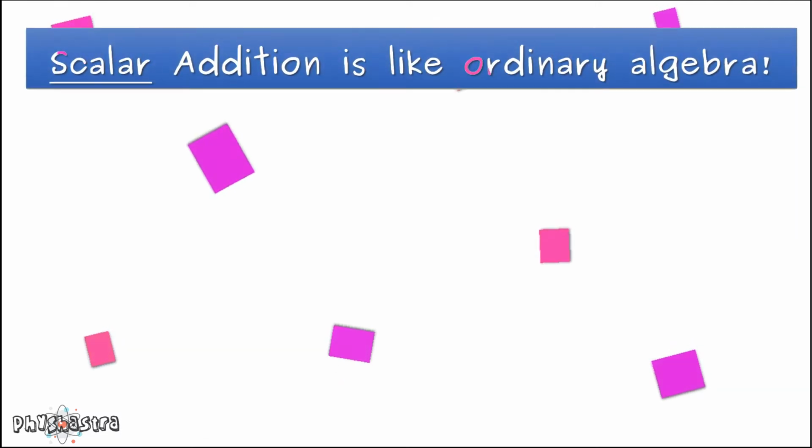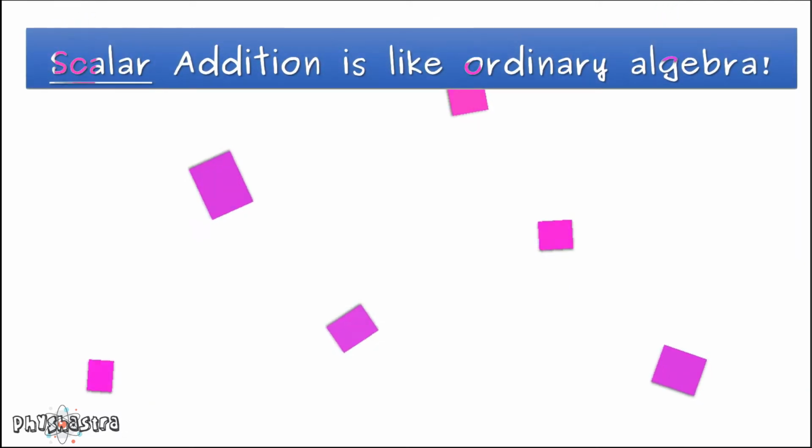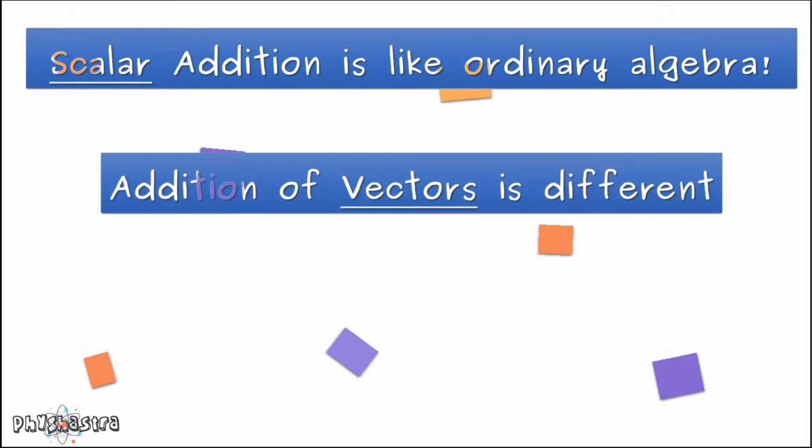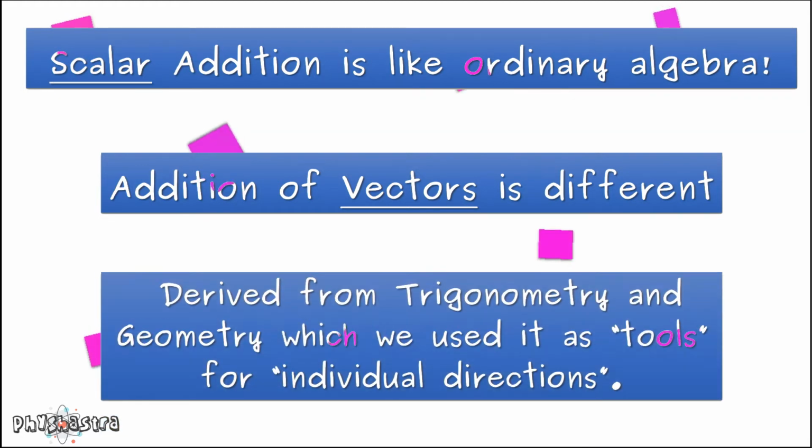When we add two numbers, that is how we do it for scalars, like ordinary algebra. But for vectors, the algebra is different. Different, how you ask? Because the components and the magnitude are all derived from trigonometry and geometry, which we use as tools for individual directions. Now, there are two methods for addition of vector: the parallelogram method and another by components. Both are easy, but you just need to put the values of vectors to get the sum.